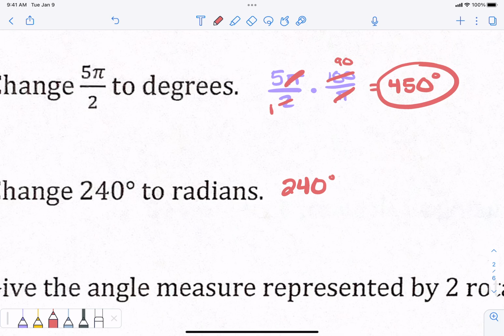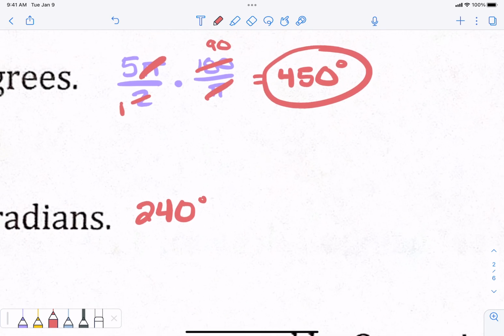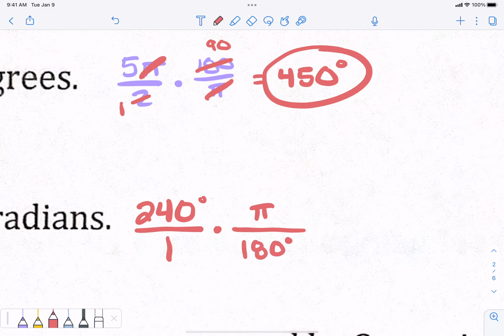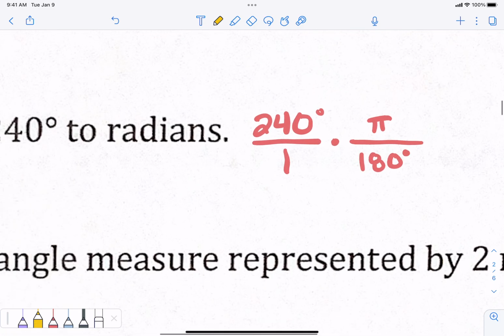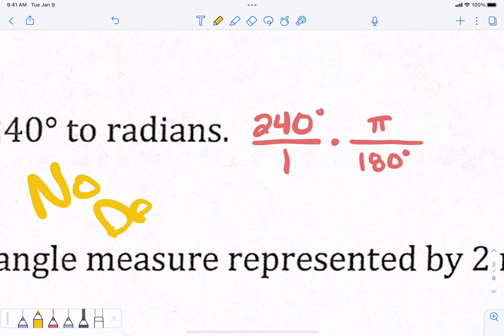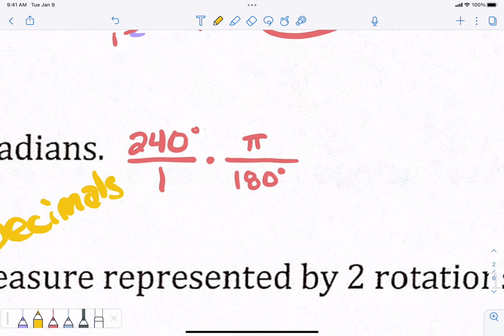All right, ready? Okay, 240 degrees to radians. We make that into a fraction first. I always put it over 1. Times, the conversion is pi on the top, 180 on the bottom. Okay, and then we reduce, right? You do not give me any decimals. No decimals for this problem. I know for sure I can cancel a 0, right? What about 24 and 18? What else can reduce? 6. If I divide by 6, 24 divided by 6 is 4, 18 divided by 6 is 3, so this is 4 pi over 3.